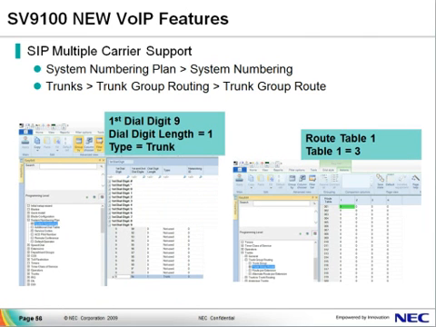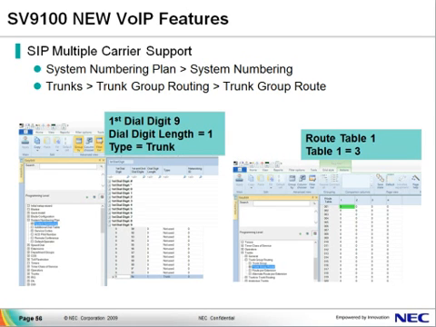At this point, for making outbound calls, we can check our trunk access code and trunk group routes to make sure that we're picking up the correct trunk group for making any calls when we dial that trunk access code. So system numbering plan, system numbering can be used to check your trunk access code by checking the first dial digit, setting the dial digit length to 1 for example, and then setting the type to trunk.